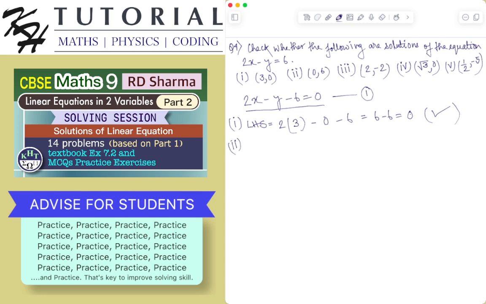For the second ordered pair, let's see what is the value of the LHS of the given linear equation. 2 into x, the value of x in the ordered pair is 0, minus 6, minus 6. This is 0 minus 12, which is not equal to 0. So therefore, this is not a root. That is, 0, comma 6 is not a root of the given linear equation.